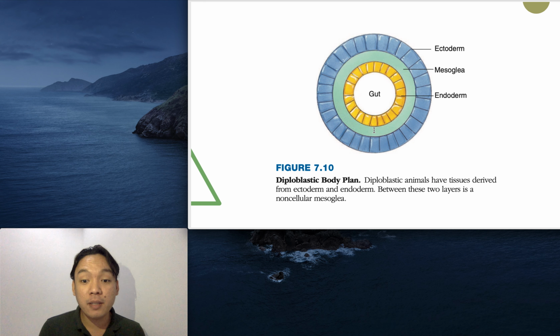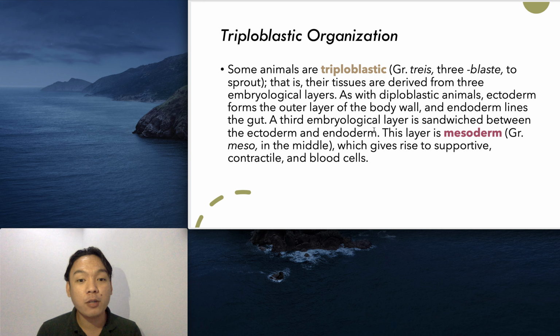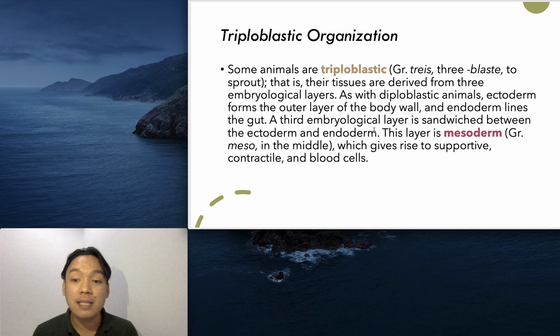And this is a diploblastic body plan. These diploblastic animals have tissues derived from the ectoderm and the endoderm. Between these two layers is a non-cellular layer, which we call the mesoglea. And we have a triploblastic organization. Some animals are triploblastic, that is, their tissues are derived from three embryonic layers. As with diploblastic animals, ectoderm forms the outer layer of the body wall, and the endoderm lines the gut. A third embryological layer is sandwiched between the ectoderm and endoderm, and this layer is what we call the mesoderm, which means the middle.